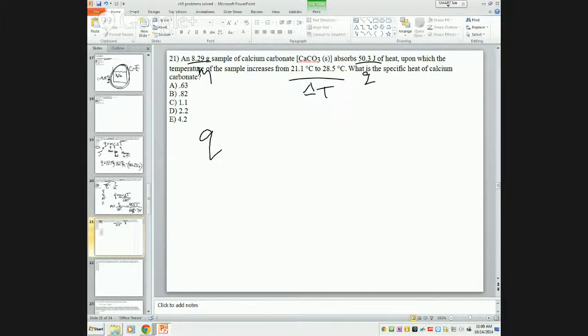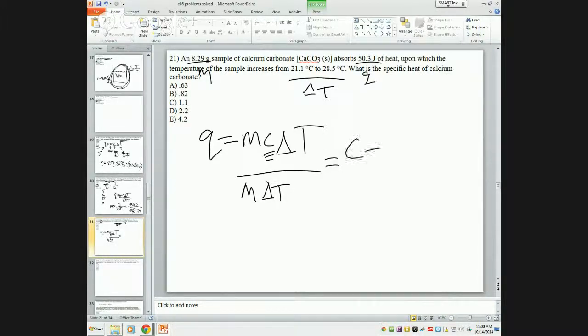So we're going to use this formula again, but we've got to solve for C. So divide each side by m delta T. We get C equals Q divided by m delta T. All right, so now it's just kind of plug and chug. Plug those numbers in, get the answer.